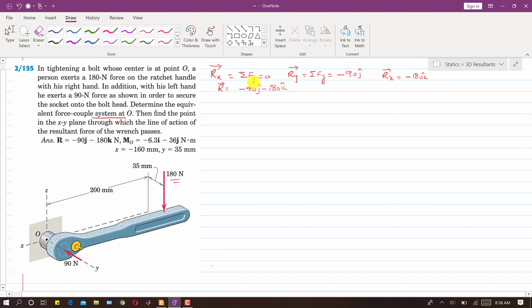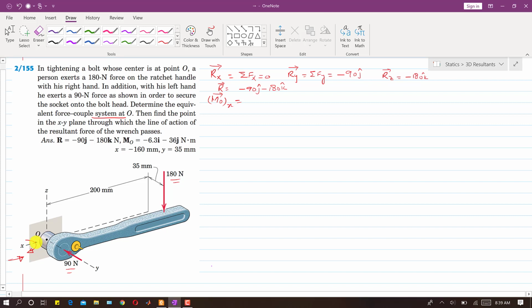Now we will find the moment at point O due to these two forces, right? So first I will find the component of the moment along x. For that we will observe these forces from this direction, right? Since this 90 Newton force is intersecting with this x-axis and also passing through this point O, it will not produce any moment about x. So only this 180 Newton force is producing the moment about x, and the direction of that moment will be in this direction, right?